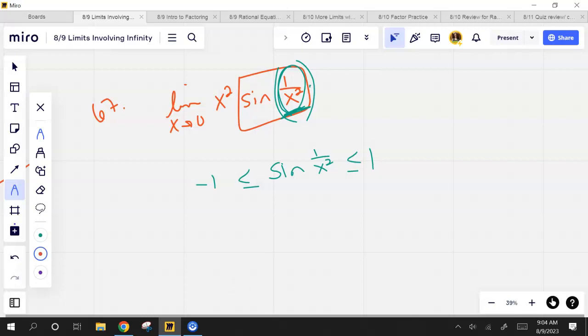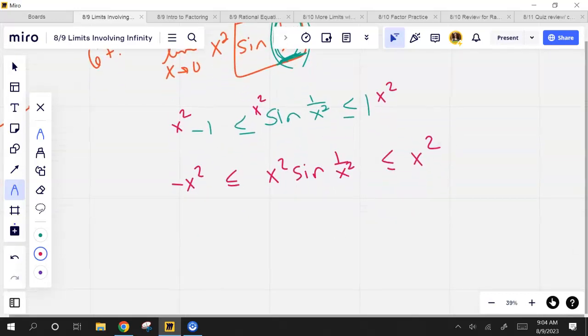So now I'm going to give everybody that x squared. I'm going to think about this kind of like an equation or an inequality I'm solving, and I'm going to multiply everybody's side by x squared. So I have negative x squared less than or equal to x squared sine 1 over x squared less than or equal to x squared. Now I take the limit because if that function has to sit between those two values, then its limit must also have to sit between the limit values here.